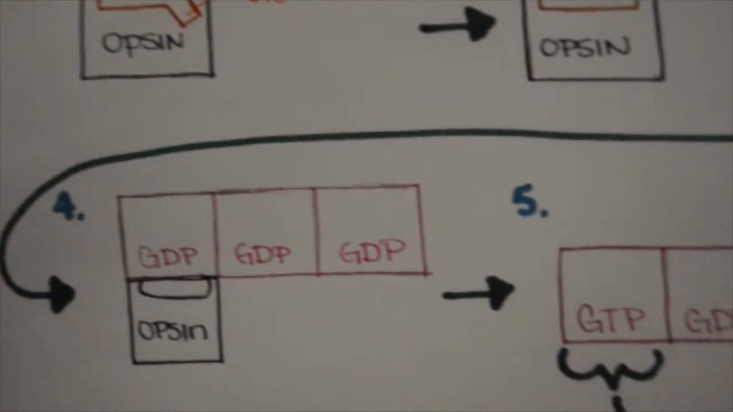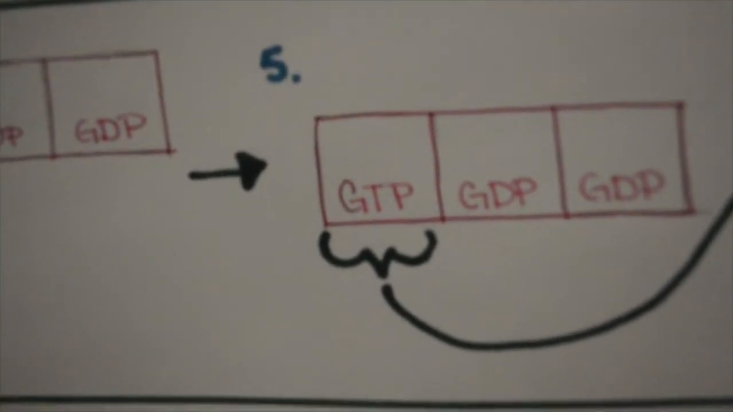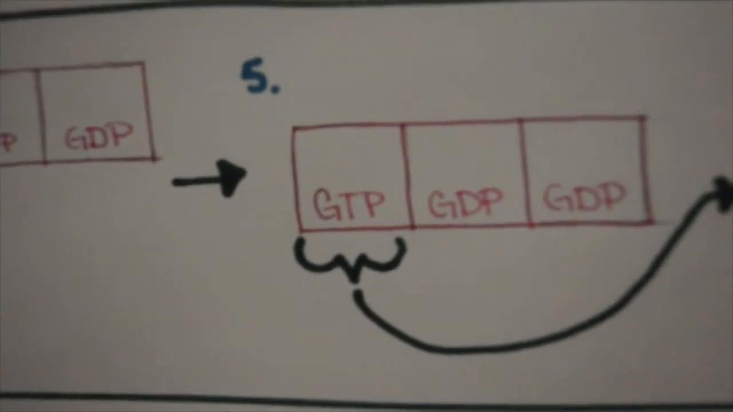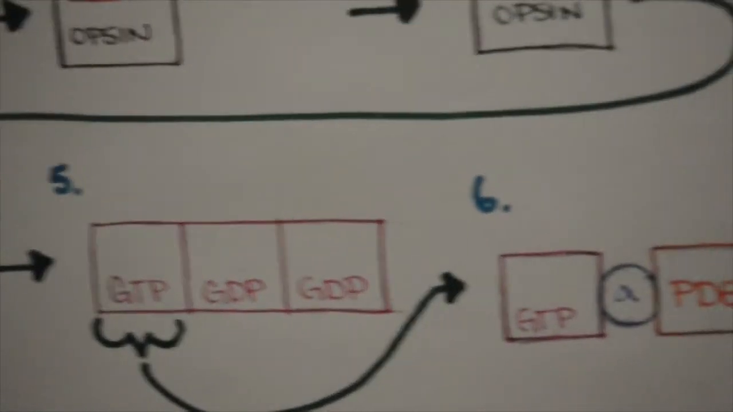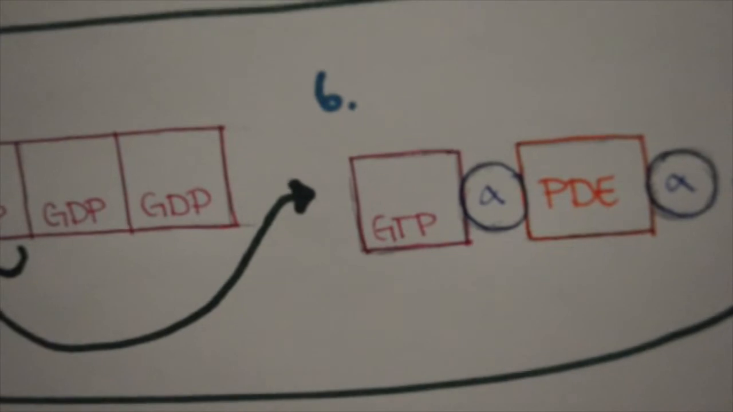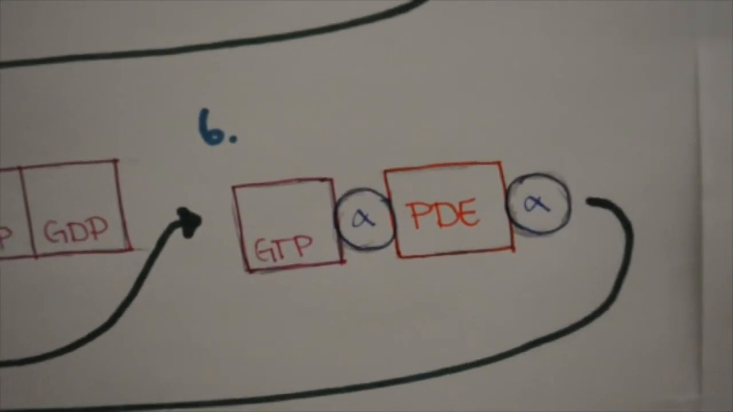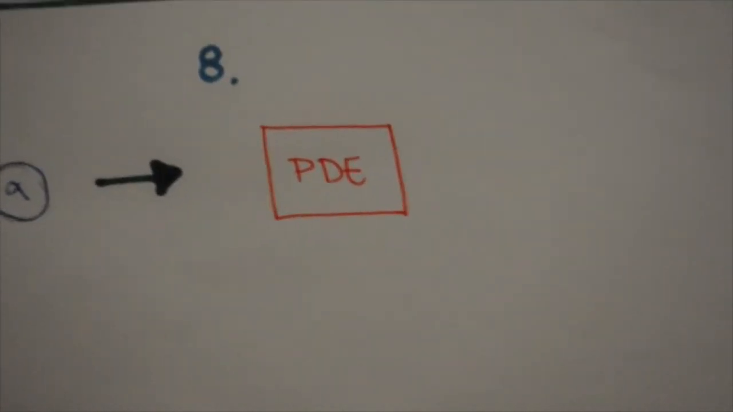changing that GDP to GTP with an addition of a phosphate, and that GTP will attach itself to the second alpha of the phosphodiesterase, freeing up the phosphodiesterase.